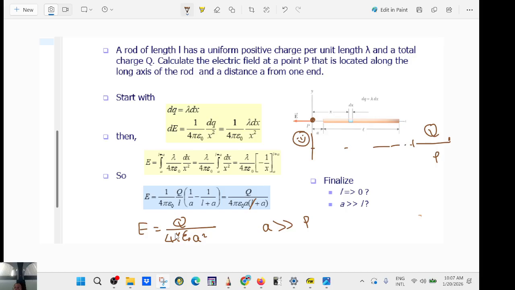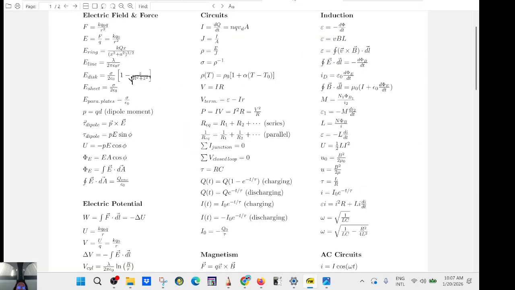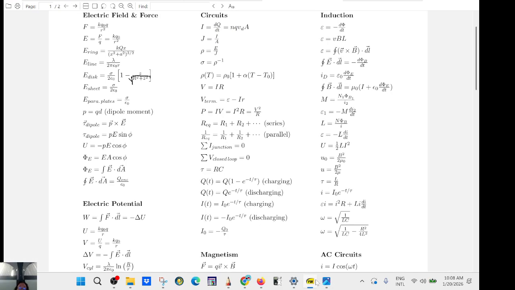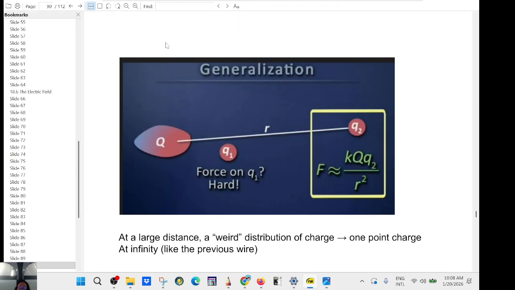Now, if the line is infinite, then you use your equation sheet. It says here for a line, that's going to be the equation for the electric field. So it's just the magnitude here. Are you with me? If you're not happy, it's okay. You blame the calculus, not me. Don't blame me.